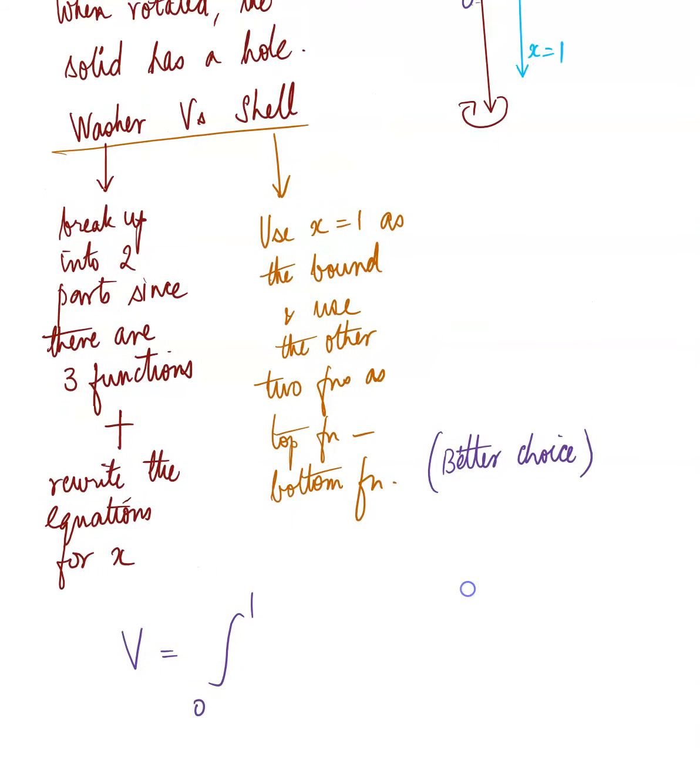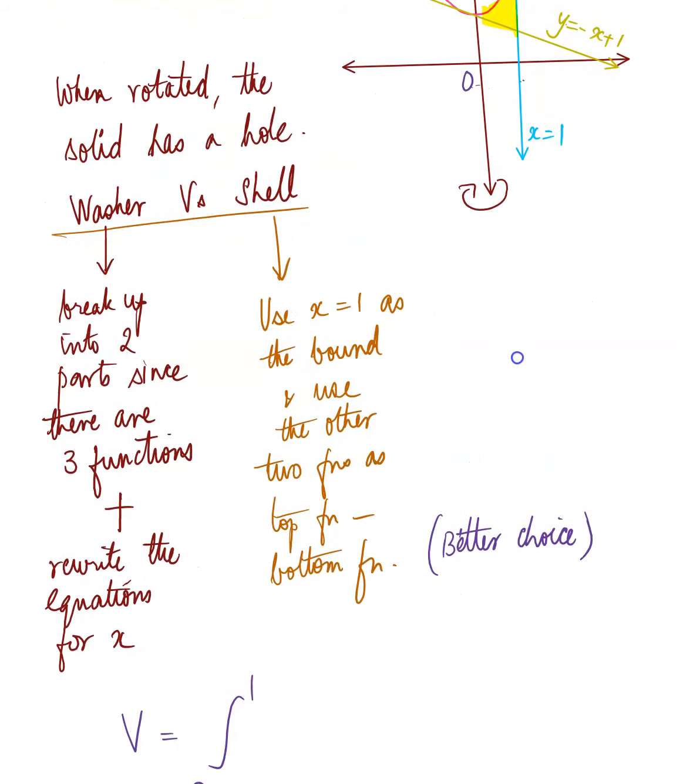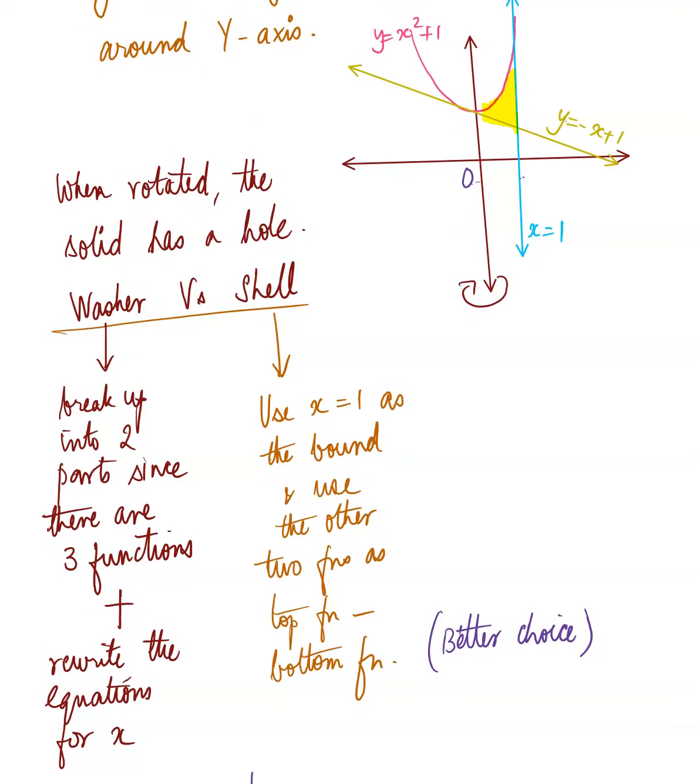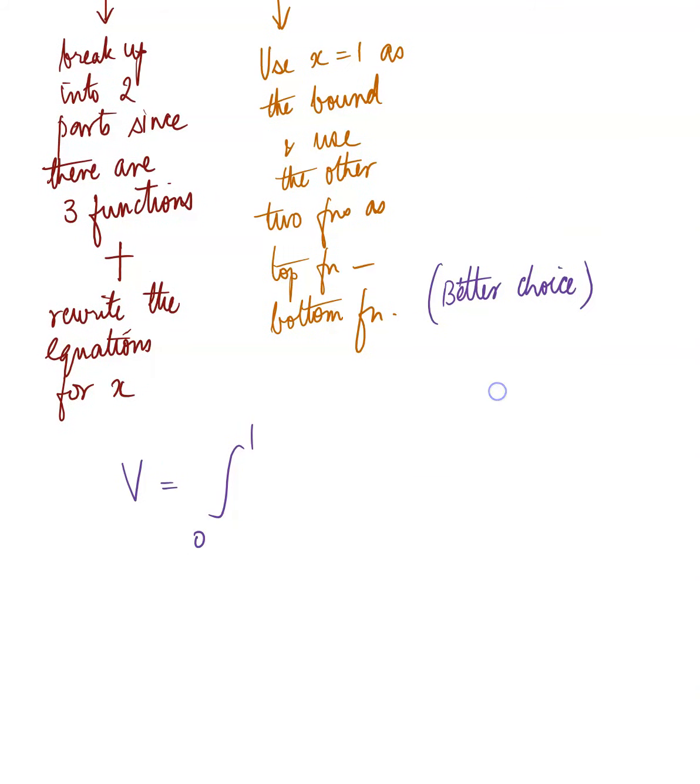Because it's rotating about the y-axis, it's done with respect to x. That's why we are keeping the limits from 0 to 1 conveniently. That's why we said use x as the bound. 2 pi x f of x dx.